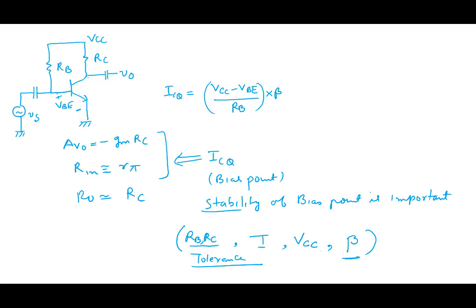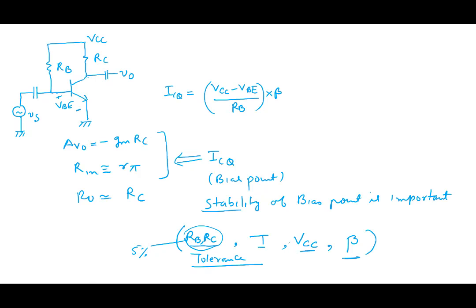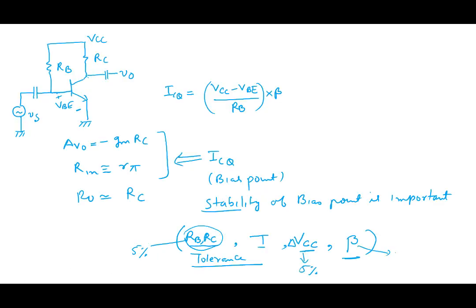we need to address. The others, tolerance, for example, could be, say, 5%, right? Change in supply voltage, delta VCC, could also be 5%. But the change in beta could be huge. We said beta could change from maybe 100 to 200. So we are talking about a change in beta which is almost 100%. So beta changes a lot more. So one of the first problems that we need to solve is to make our circuit insensitive to beta, right?